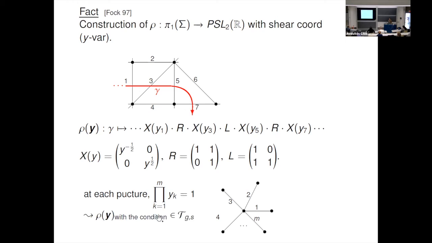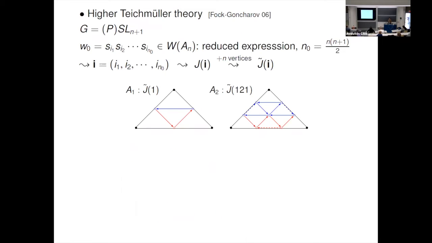Then we can get the good element in the trihedral space in this way. We can reduce S dimension by assigning this condition to each puncture. Fock and Goncharov generalize this structure to higher rank. So this is a higher trihedral theory.